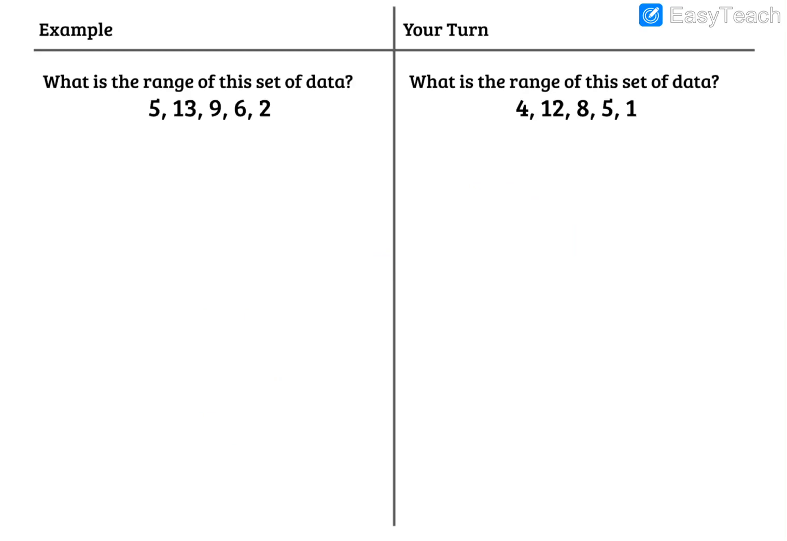Let's try that with an example then. I'm going to do this example on the left, and you can try the one on the right. So what have we got here? We've got 5, 13, 9, 6 and 2. So what's the biggest in this data set? Well, it's 13. What's the smallest in this data set? Well, it's 2. So 13 take away 2 is what we need to do: the biggest one take away the smallest one, which means my range is going to be 13 take away 2, which is 11. So 11 is the range of my data. The range equals 11. That's how spread out it is from the biggest to the smallest.